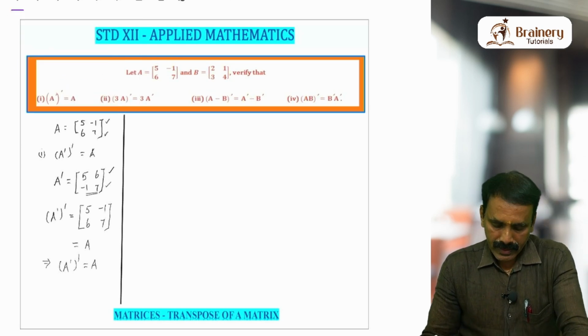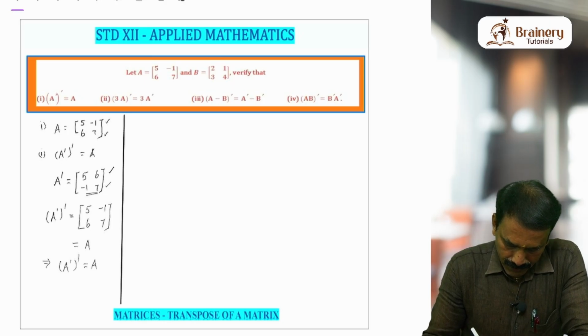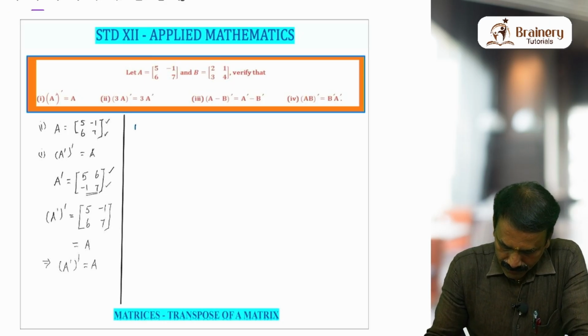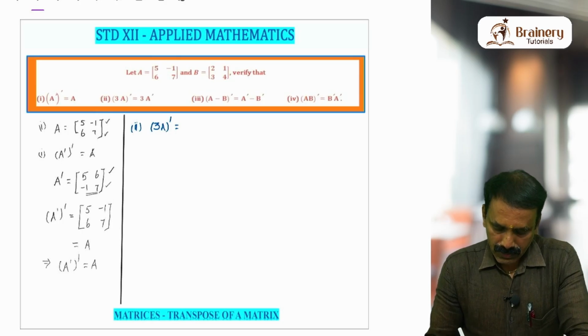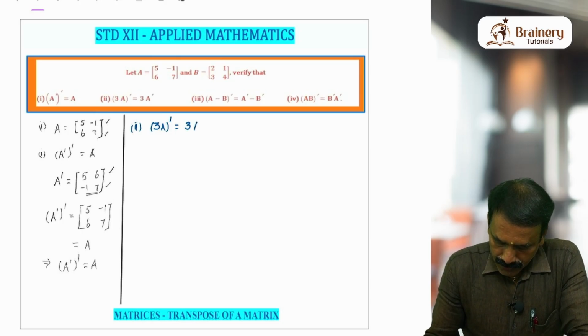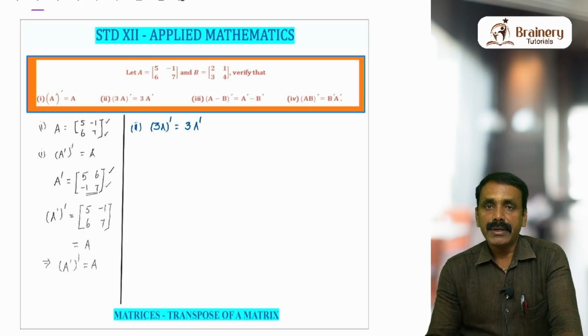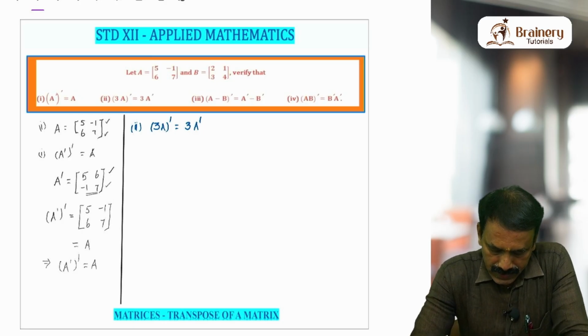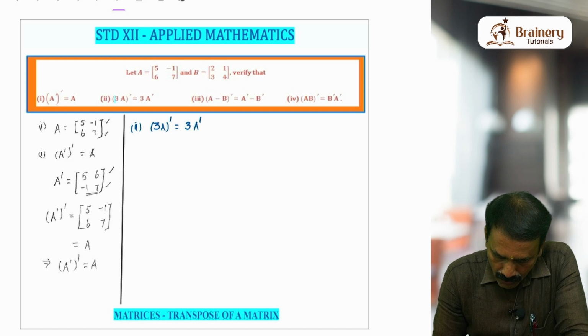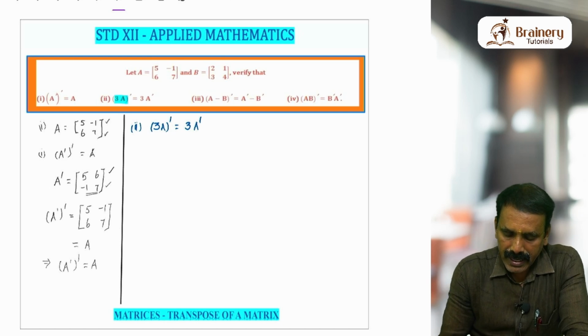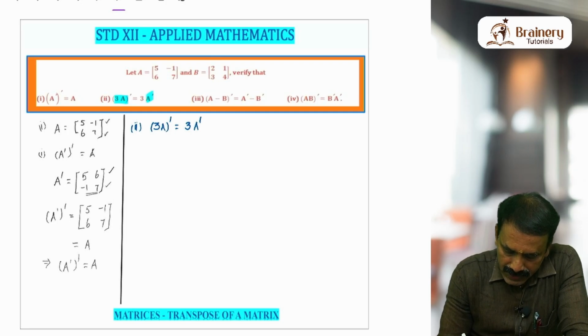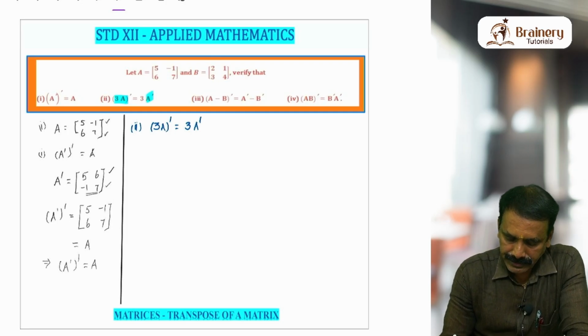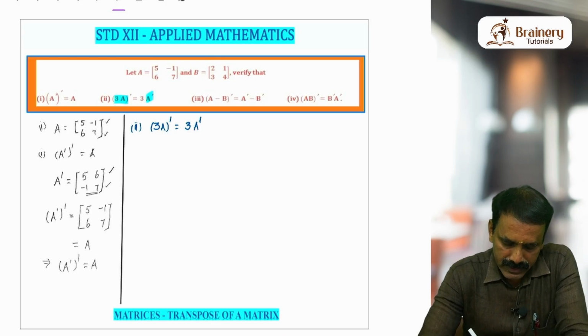Next we are going to see the second proof. Here we proved the first one. Second one is going to be 3A whole transpose is equal to 3 into A transpose. Is it clear? So let us study in detail. It is 3A whole transpose. Matrix 3A is transposed. On the right hand side, we are going to find A transpose and then we multiply it by 3. Okay. So we start proving that.